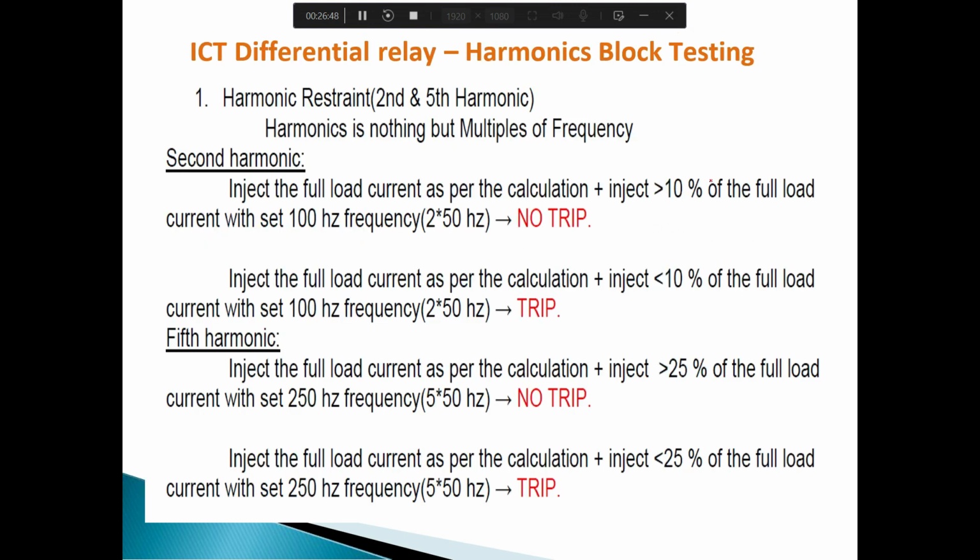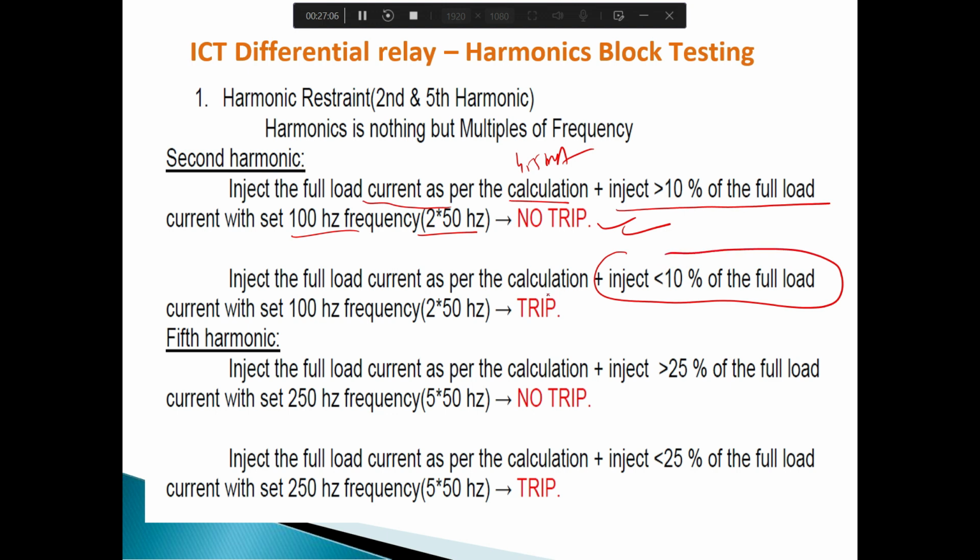If you see here, the same thing I have written. So for this testing, inject the full load current as per the calculation. For our case, it is 455 milliampere. Plus inject 10% of the full load current with a set frequency of 100 hertz. The relay will not issue any trip command. If you inject a current which is less than 10% of the full load current, then the relay will definitely issue a trip command. And this is what I have already explained in the previous slide.